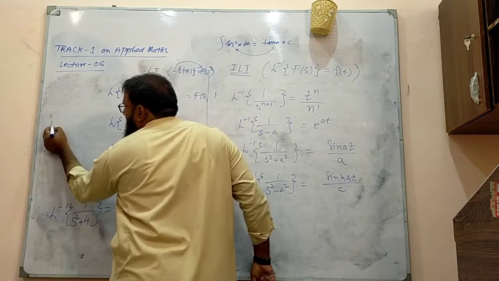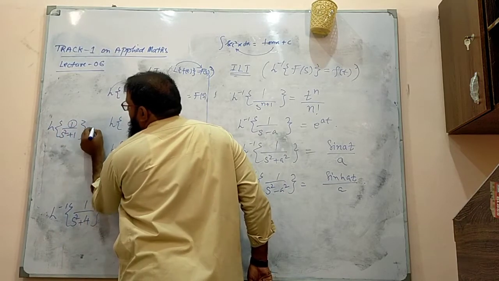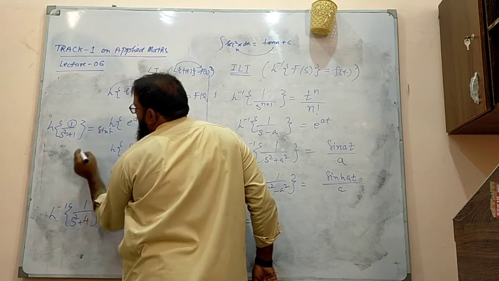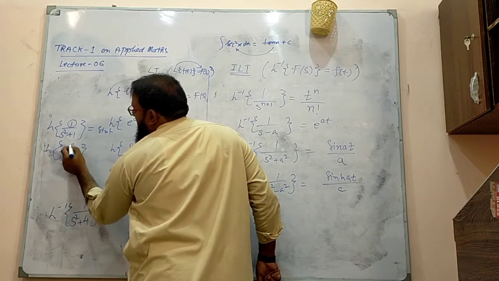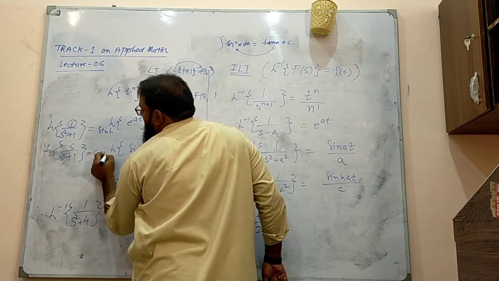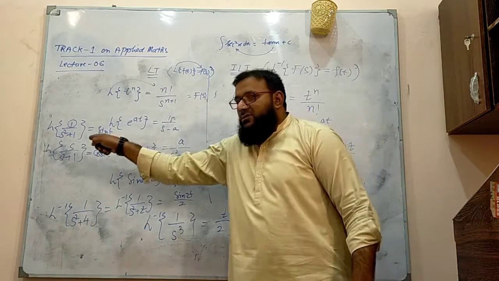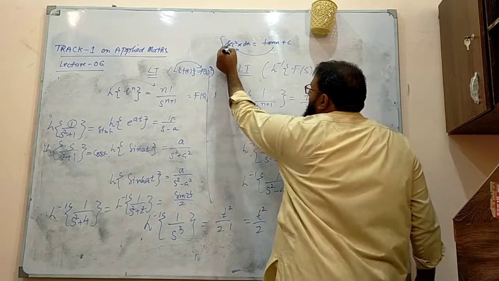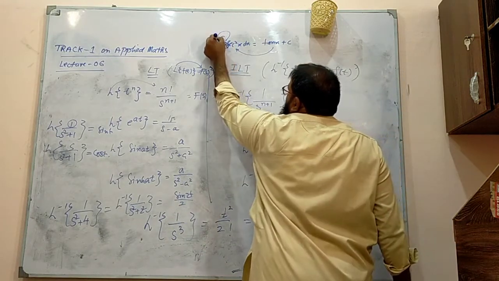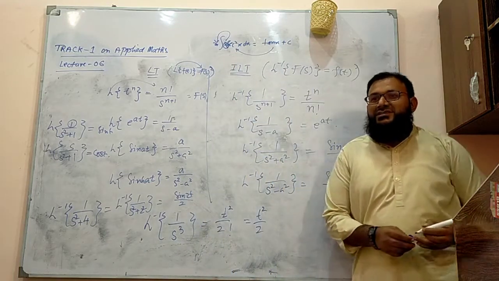Because when you get something like 1 over s square plus 1, you will consider this a constant. The answer will be sin t. When you get s over s square plus 1, this is a variable, and your answer would be cos t. Right. So you cannot take a variable out and divide. It's not possible. Similarly, if you have x, you cannot take x outside and do the integral. It's not possible because it's a variable.